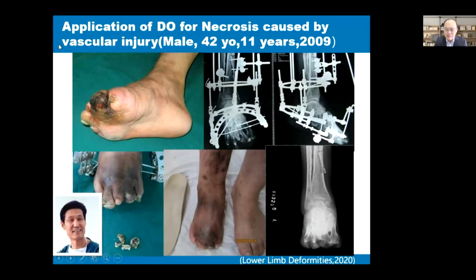And in 2009, Professor Qin handled another case, a patient who also suffered from vascular injury. Here is a small bone part distraction. With the distraction, we can see healing, as the torus actively brings blood supply. So a good result also. We can go on to deformity correction and salvage of the limb.